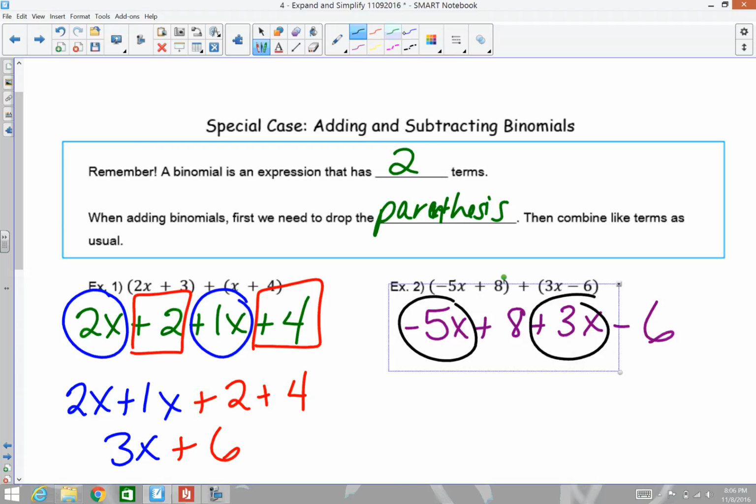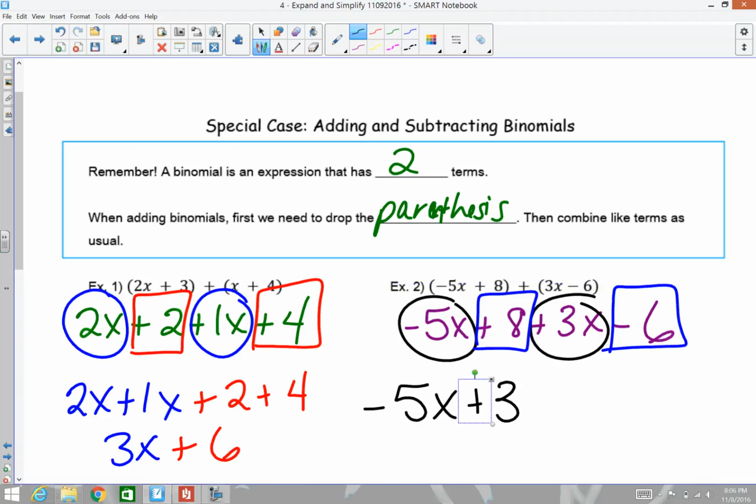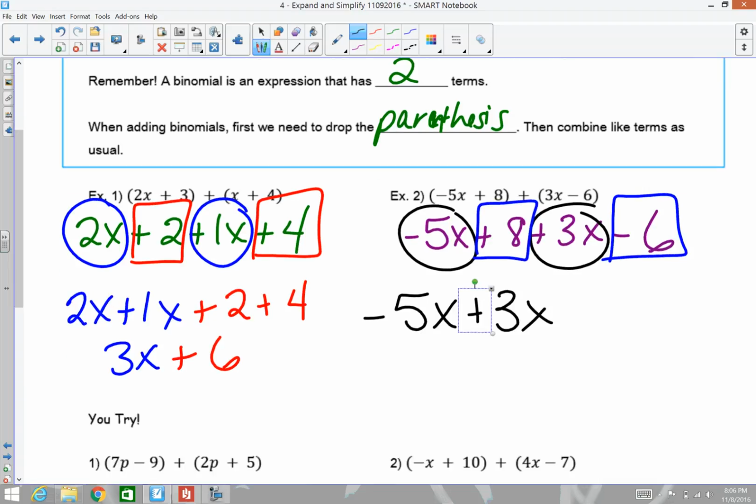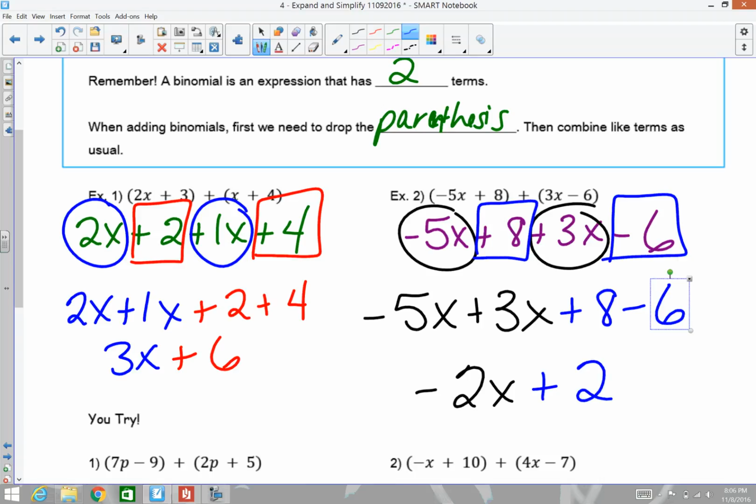Always include the sign in front. Okay, when I rewrite, I'm seeing negative 5x plus 3x. Those have different signs, so I subtract, leaving me with a negative 2x. And then we have plus 8 minus a 6 will be a positive 2. And we're done.